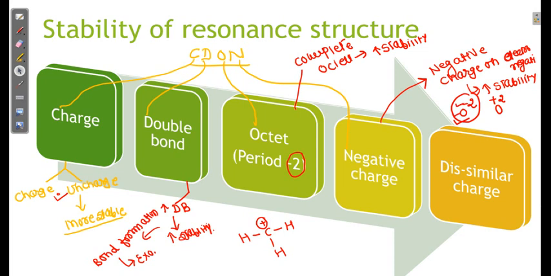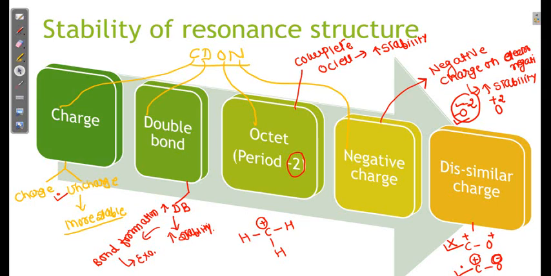Then dissimilar charge. I can say this is carbon, this is oxygen, I think. Then plus on carbon and minus on oxygen. This form is not stable, and this form is stable, because the positive and negative charges form a bond, so the energy decreases. Normally potential energy depends on charge, so our goal is to decrease the potential energy.